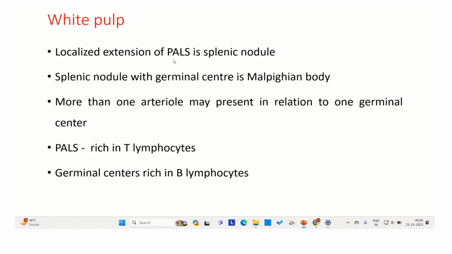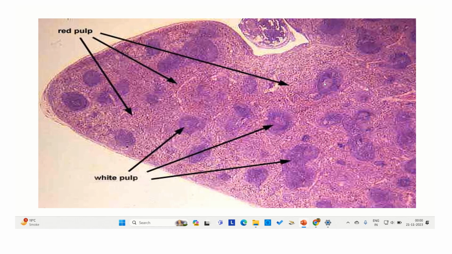Localized extensions of periarterial lymphatic sheaths form the splenic nodule. A splenic nodule with a germinal center is called a Malpighian body. More than one arteriole may be present in relation to one germinal center. Periarterial lymphatic sheaths are rich in T lymphocytes, whereas germinal centers are rich in B lymphocytes. You can see here an eccentric artery or arteriole, and this is the germinal center. These are the white pulp. But the remaining area, this entire thing, has the splenic cords of Billroth and splenic sinuses. So this is the red pulp, and this is the white pulp.